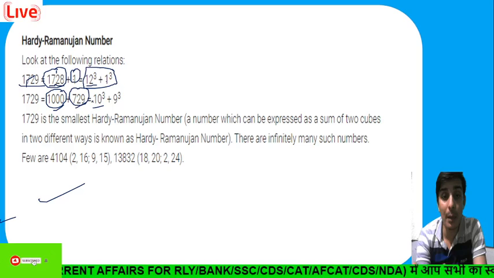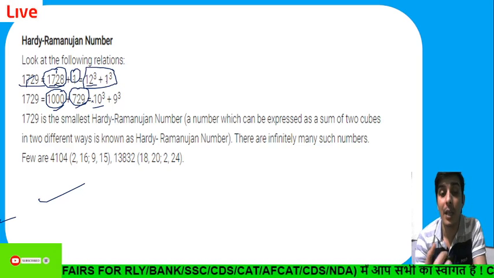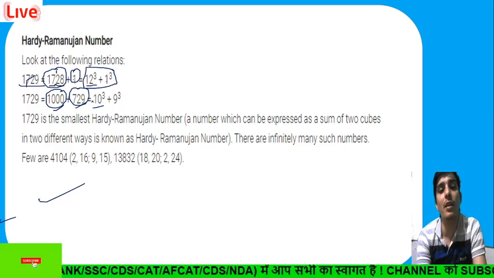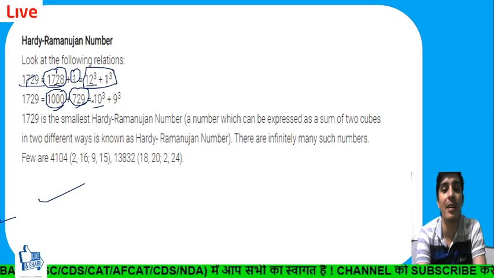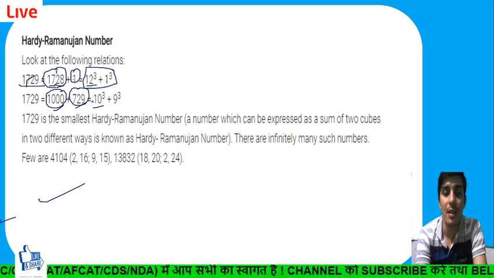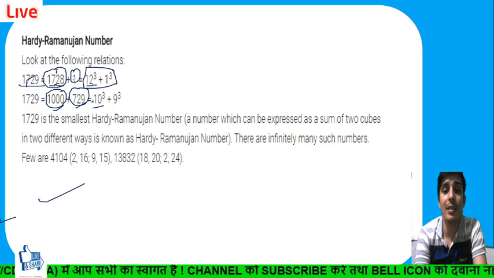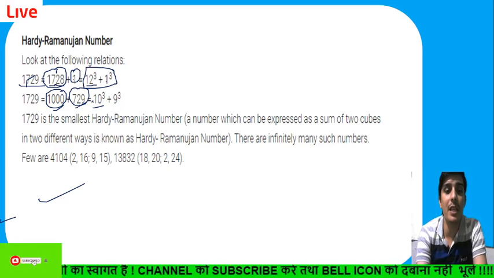And what is the Hardy-Ramanujan number? A number which can be expressed as a sum of two cubes in different ways is known as a Hardy-Ramanujan number. Right, guys? Everything clear? Okay. So, guys, there are infinitely many such numbers.